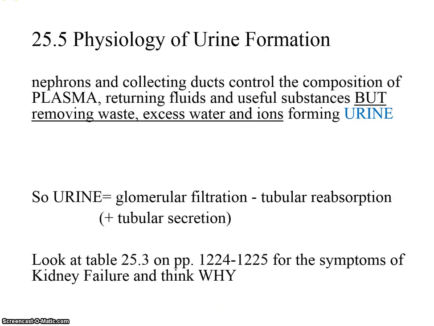So how do we form urine? Well, we look at, again, collectively the nephrons, of which there are maybe 10 that drain into one collecting duct. Nephrons and collecting ducts control the composition of the plasma. They allow fluids and useful molecules to come back. They get rid of, right? So we're making choices here. We get rid of the waste and excess, and that stuff will become urine.